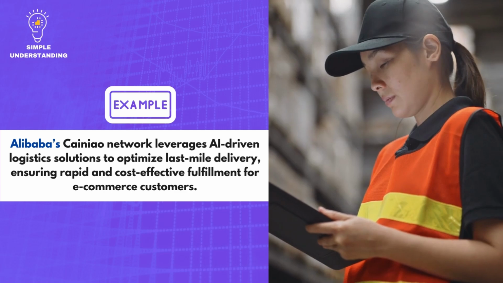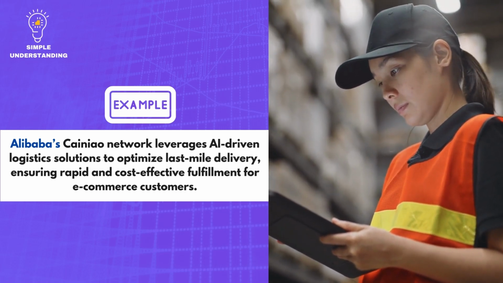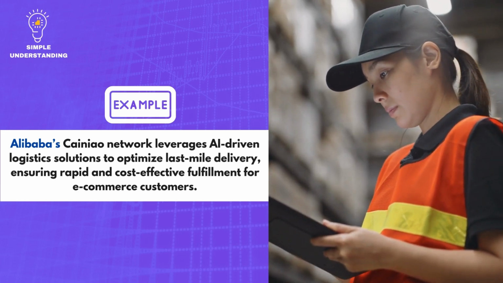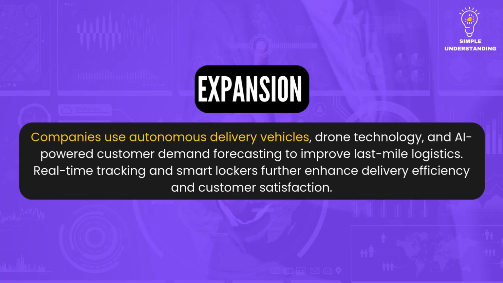Real company example. Alibaba's Cainiao network leverages AI-driven logistics solutions to optimize last-mile delivery, ensuring rapid and cost-effective fulfillment for e-commerce customers. Expansion. Companies use autonomous delivery vehicles, drone technology, and AI-powered customer demand forecasting to improve last-mile logistics. Real-time tracking and smart lockers further enhance delivery efficiency and customer satisfaction.